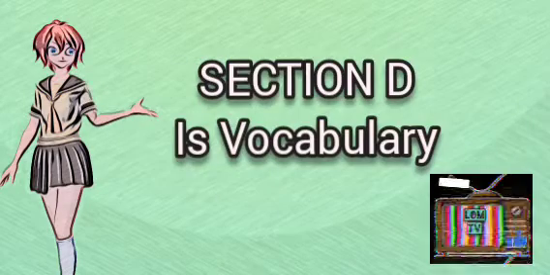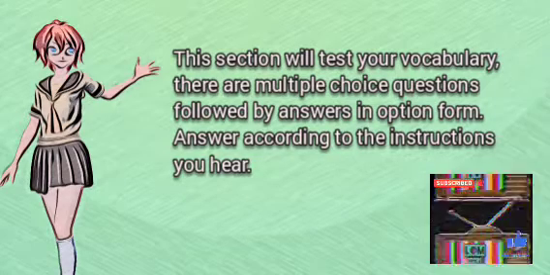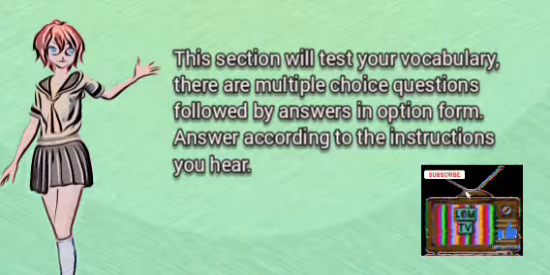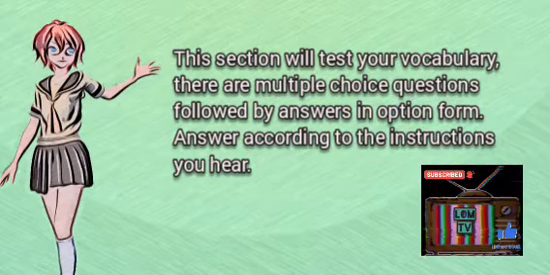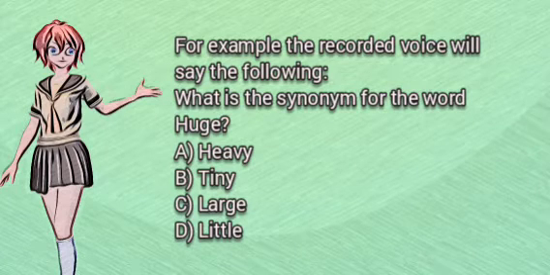Section D is vocabulary. This section will test your vocabulary. There are multiple choice questions followed by answers in option form. Answer according to the instructions you hear. For example, the recorded voice will say the following.